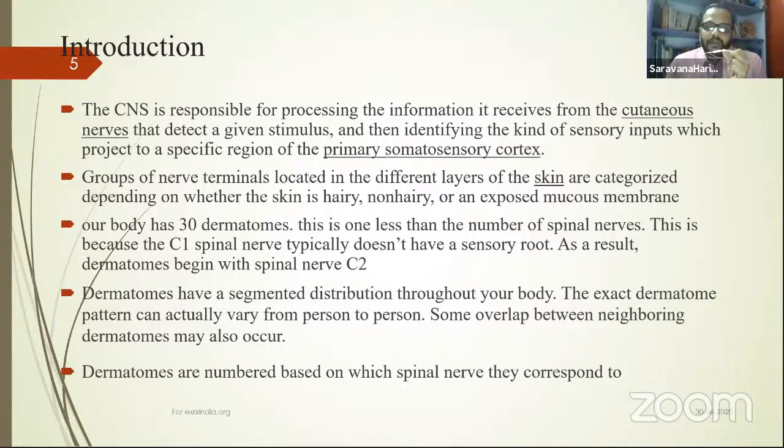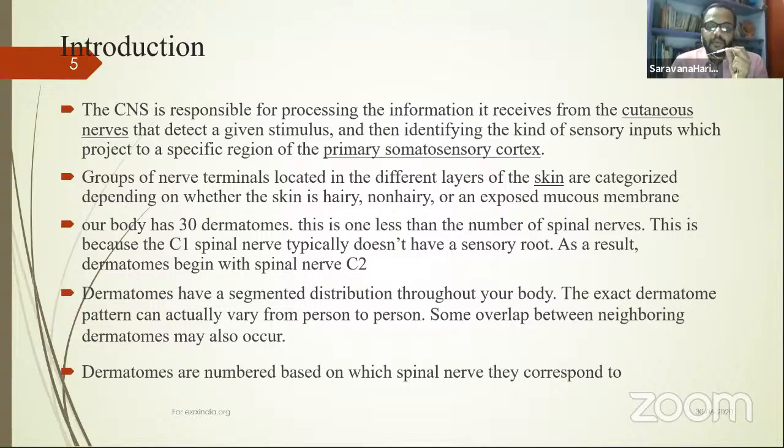In our body, we have 30 dermatomes. I earlier said each spinal segment has one dermatome, but we have 31 spinal segments. I am saying 30 because C1 doesn't have a sensory root. So your dermatomes start from C2 only. All the dermatomes go from C2 to the coccyx level, and they are throughout the body. The pattern of dermatomes may vary from person to person. They say it's like a fingerprint.